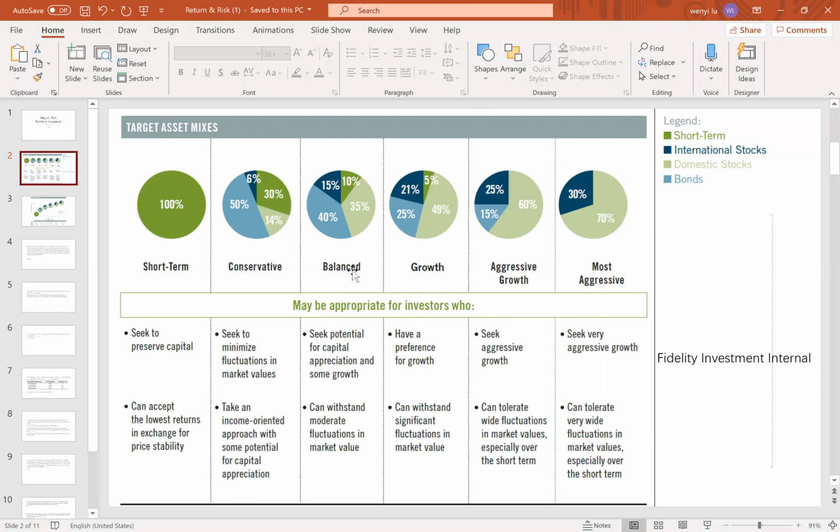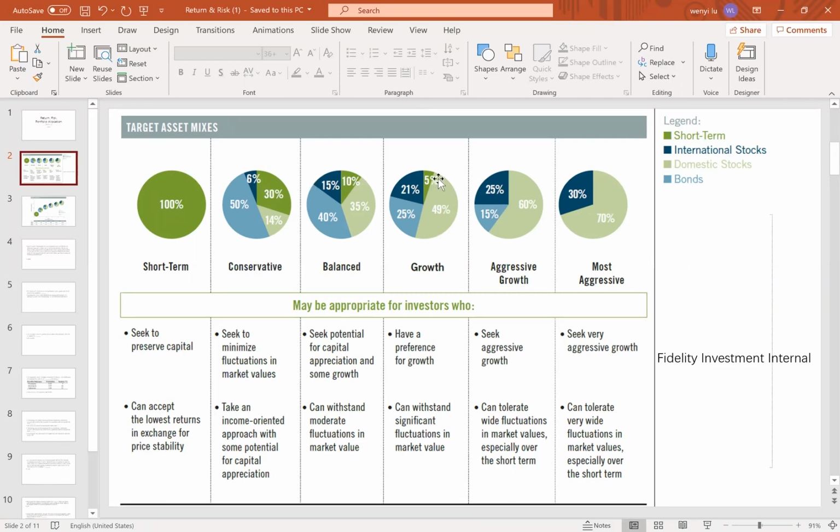For example, the balanced investors will allocate money equally in two types of investment. So maybe half of the money is in stock, half of the money in a conservative investment, in bonds and short-term notes and others. So you can see 40% in bonds, 10% in short-term notes, 15% in international stock, and 35% in domestic stock. So half in debt, half in equities. That's for the balanced investors. These people try to balance the high and low risk, and also the return will be compromised between these two.